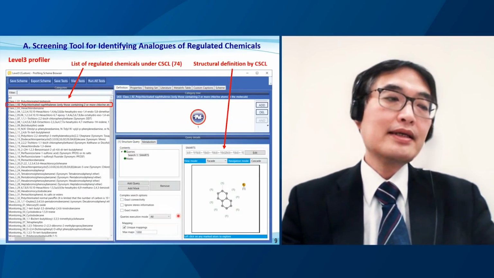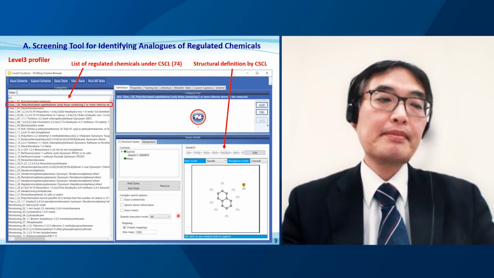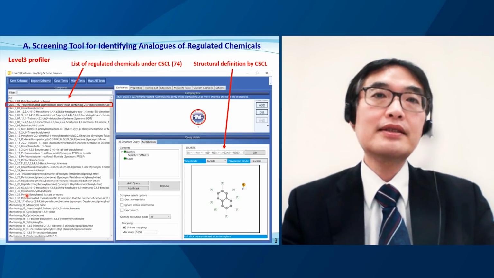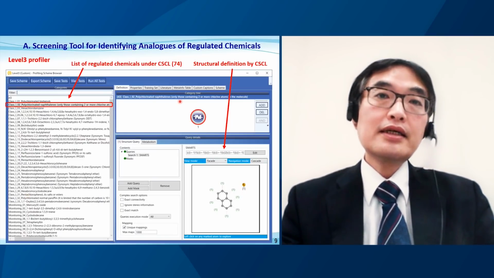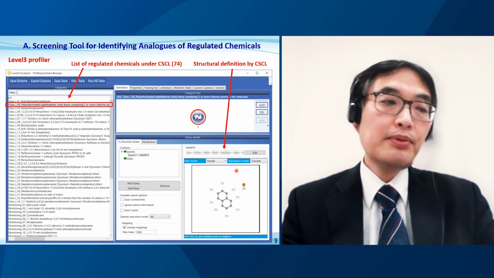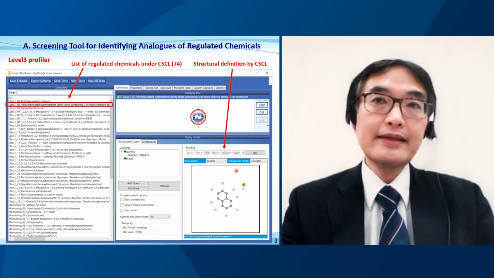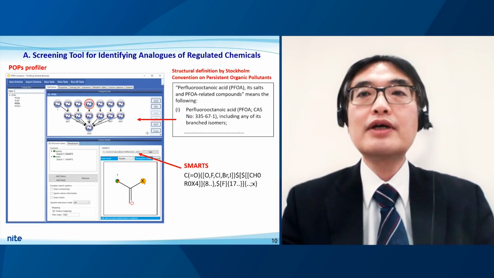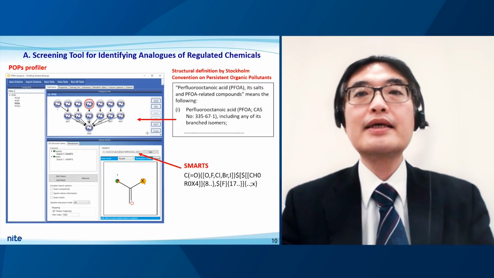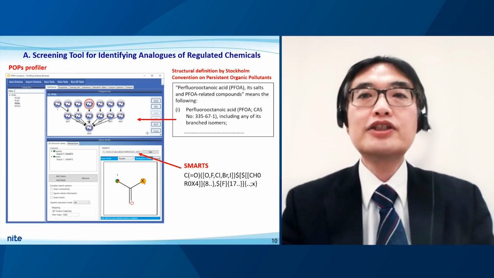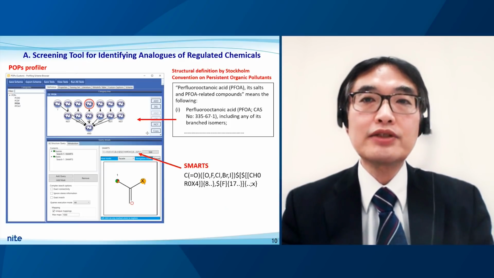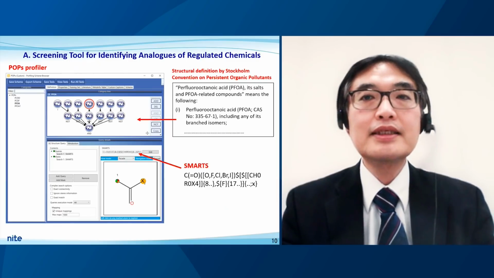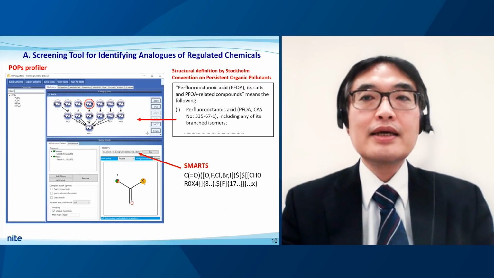This is the level 3 profile identifying the chemicals that match a CSCL regulated chemical. This is the list of regulated chemicals under CSCL. The structural boundaries for 74 chemicals are defined in the profile. This is the POPs profile identifying the chemicals that match a POPs chemical other than a CSCL regulated chemical. The structural boundaries are defined by SMARTS, which was introduced from version 4 of the QSAR Toolbox. We found that SMARTS is very useful to define complex structural boundaries, such as PFOA related compounds defined in the Stockholm Convention.